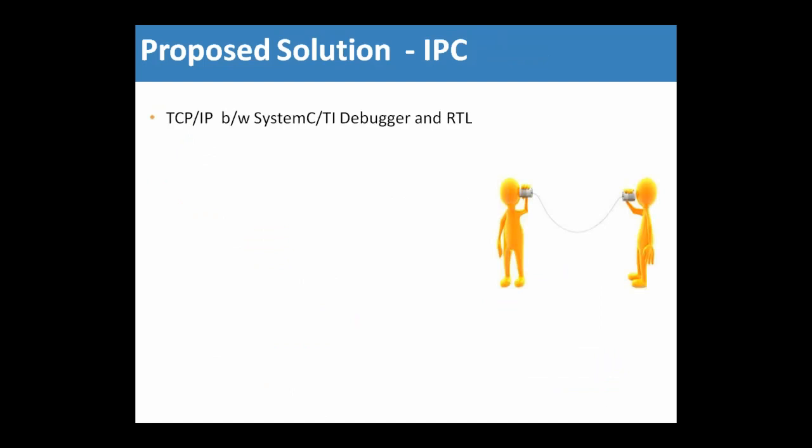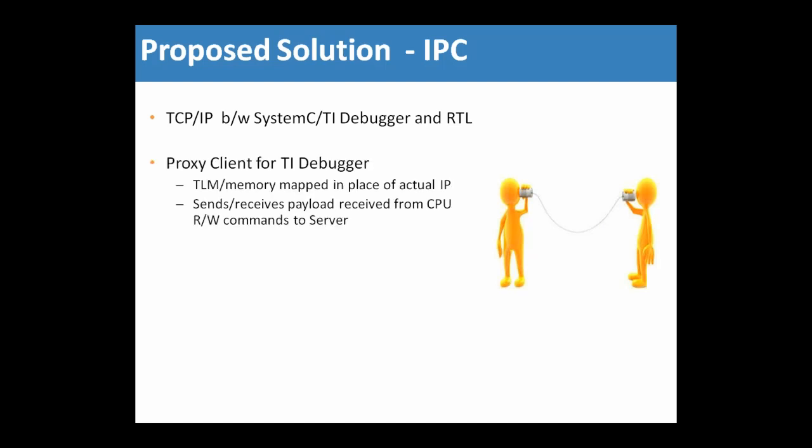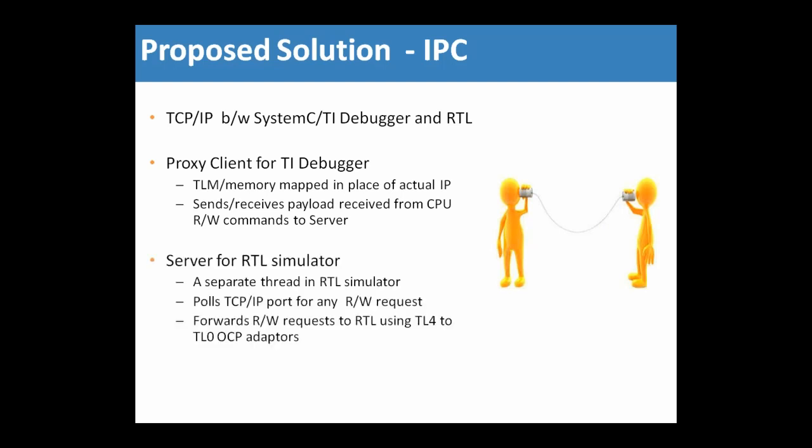So in terms of IPC, as I mentioned earlier, we need IPC because the SystemC simulator may be running on Windows and RTL may be running on Linux. So we implemented a basic proxy client in the TI debugger, which sits in the memory map of the system as if it's an actual IP, but it just receives the commands, and any CPU read or write, it just converts into a TCP packet and sends it to the other side, where the other side is the RTL simulator. The RTL simulator has a TCP/IP thread, which receives the commands and uses the adapters, TL4 to TL0, and sends them to the RTL.